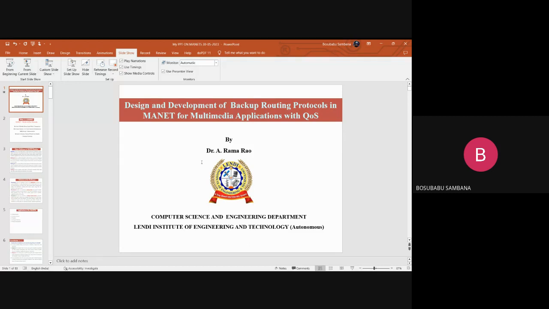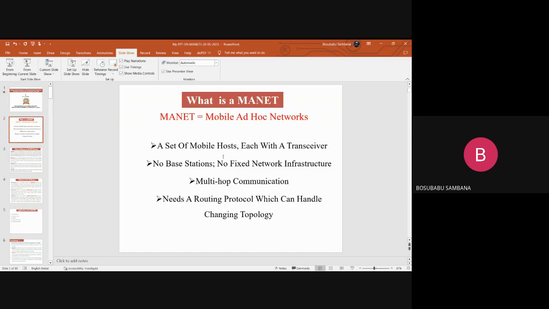Today's topic is design and development of backup routing protocol in MANETs for multimedia applications with quality of service. Initially, what is a MANET? MANET is generally called by the general term mobile ad hoc networks.